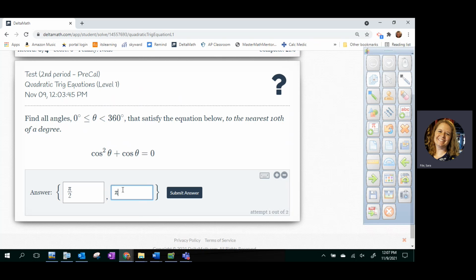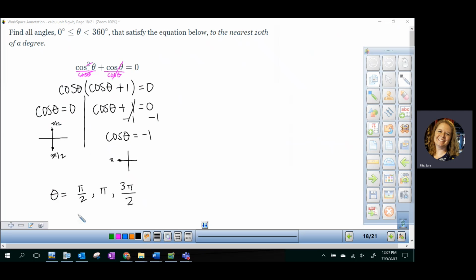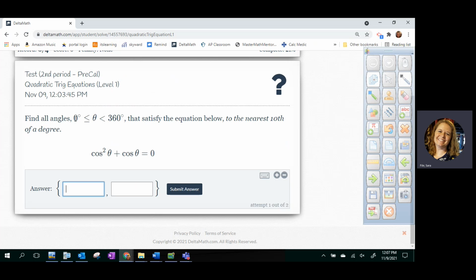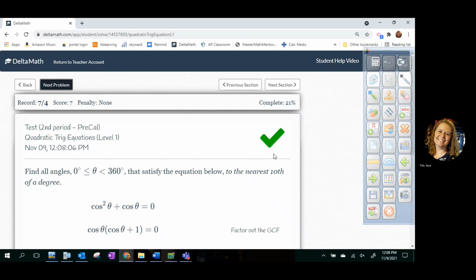Oh, good call. It is asking for degrees. That's why it didn't have the pi symbol. All right, so we do need to put them in degrees. So remember, this is 90, this is 270, and this is 180. Good catch. Okay, so this is asking for 0 to 360 in degrees. So 90 degrees, 180 degrees, comma, another box appears, and 270 degrees. So we got that one right.